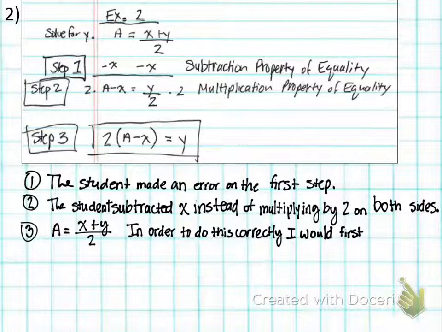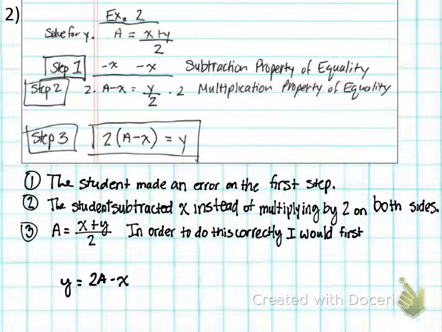One last sentence. Okay, Casey. Okay, good. Is that the final answer? Yep. Y is equal to 2a minus x. Okay? Does that make sense?